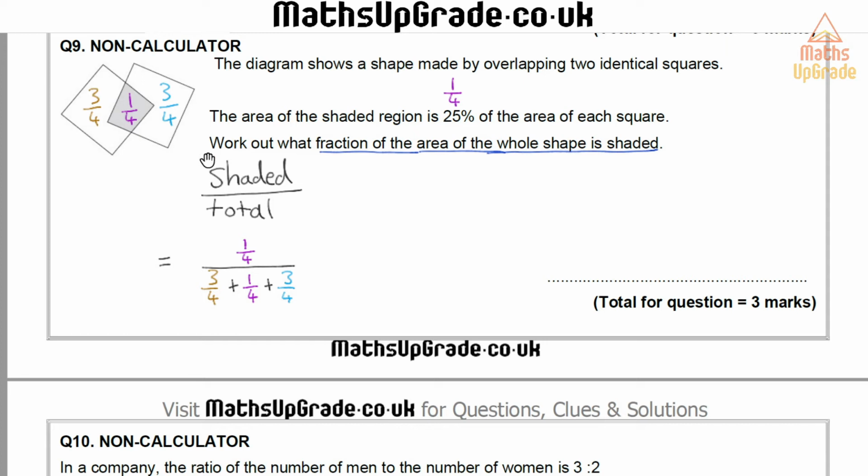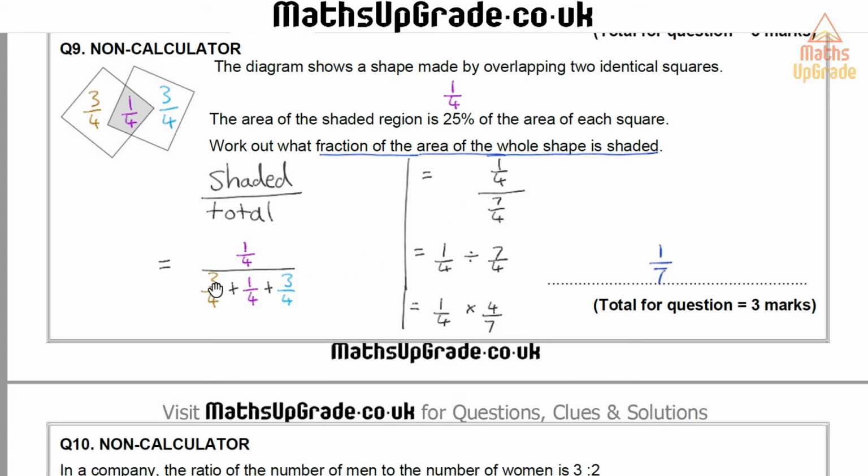Now I need to neaten this whole thing up, so I'm just going to add those fractions on the denominator together. 3/4 add 1/4 is a whole. A whole add 3/4 is 7/4. In other words, just add the numerators together. So that's a quarter over 7/4. This line here is called a vinculum. A vinculum just represents divide. So in other words, I'm doing a quarter divided by 7/4.